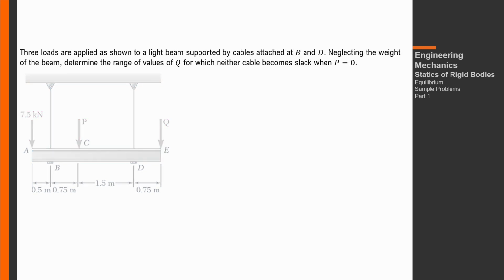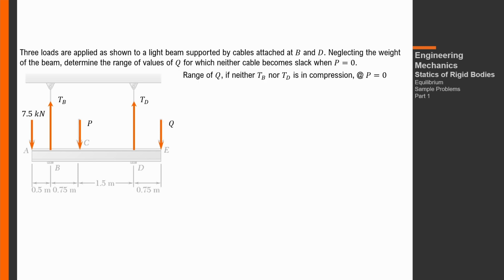So, gawa muna tayo ng free body diagram. So, yung downward forces. Tapos, dahil i-analyze natin yung nasa beam, so putulin natin yung cables. So, yung magiging forces doon ay tension, away from the point of application or connection. So, magiging upward. So, tension sa cable B tsaka tension sa cable D.